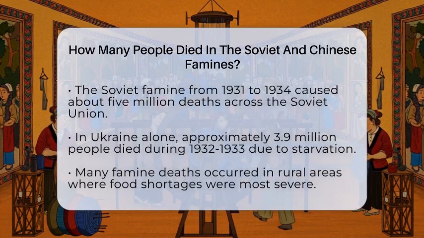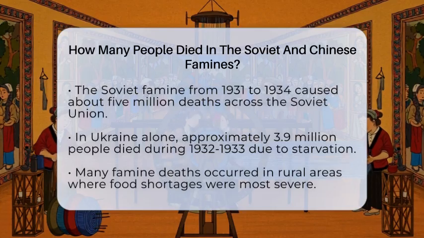The Soviet famine from 1931 to 1934, which included the Holodomor in Ukraine, caused about 5 million deaths across the Soviet Union. In Ukraine alone, roughly 3.9 million people died from starvation and related causes during 1930 to 1933. Many of these deaths happened in rural areas where food shortages hit hardest.